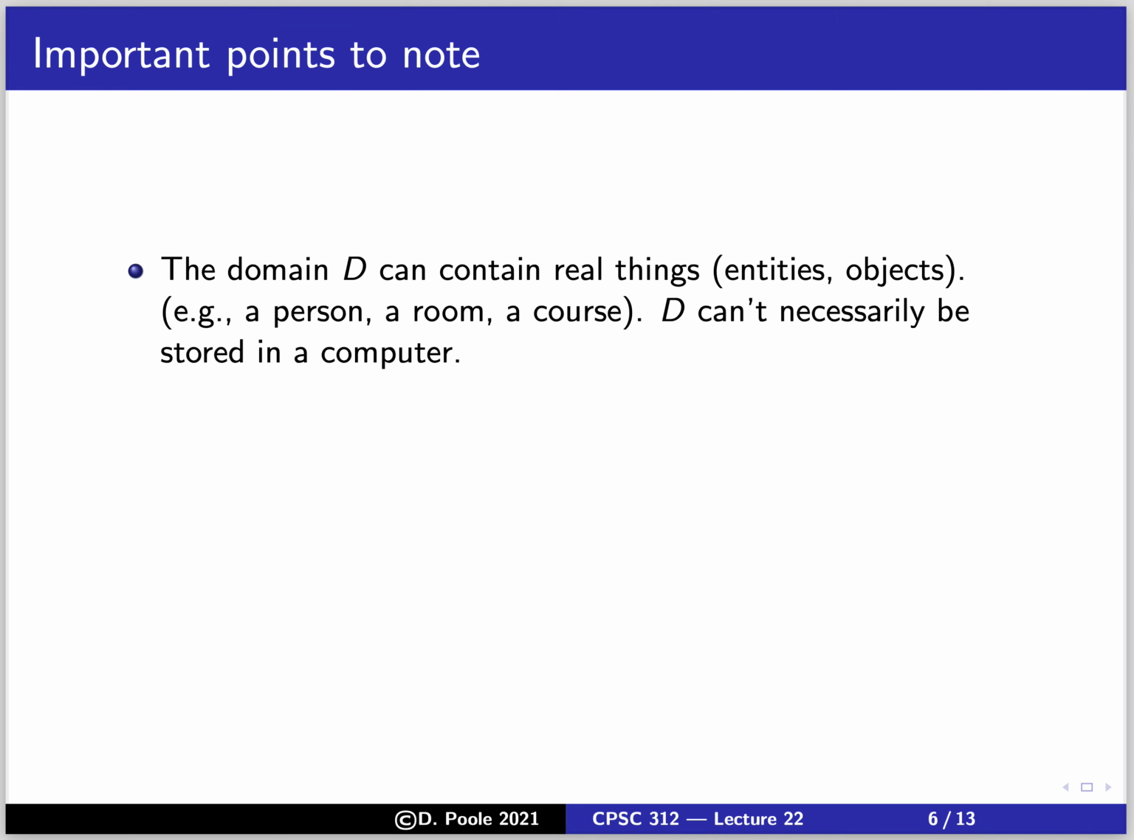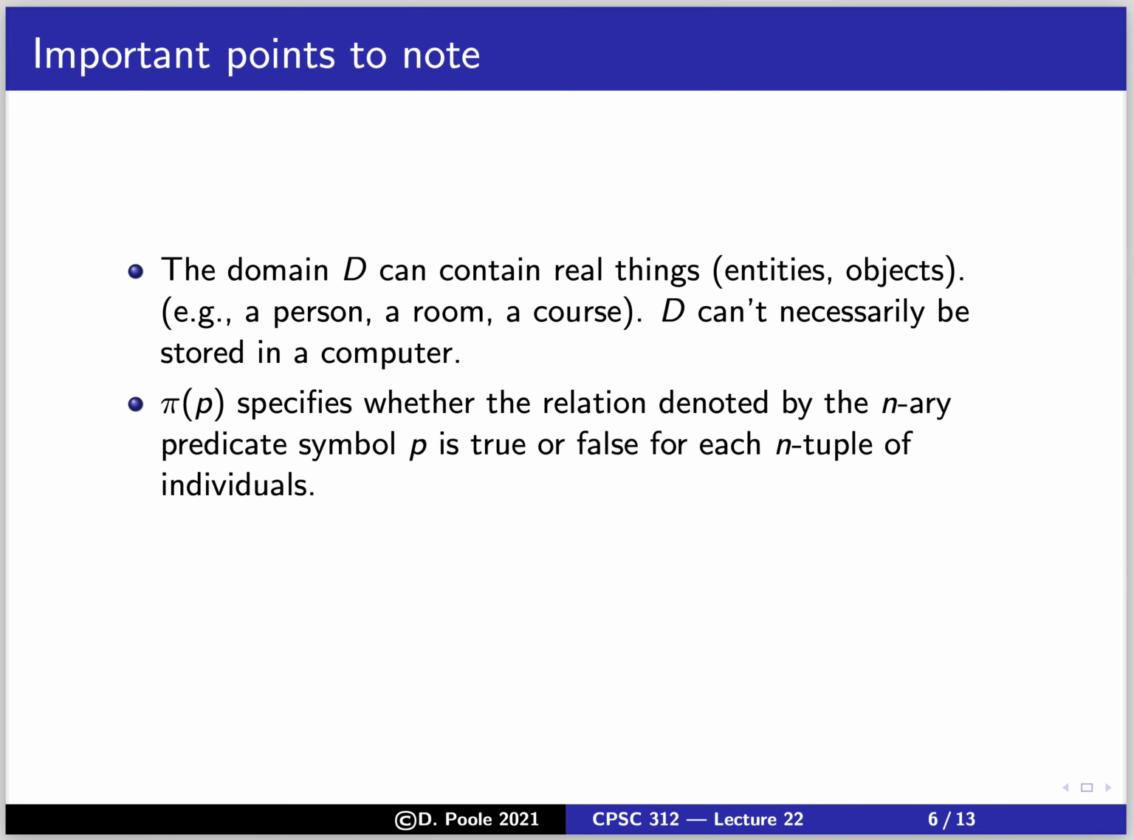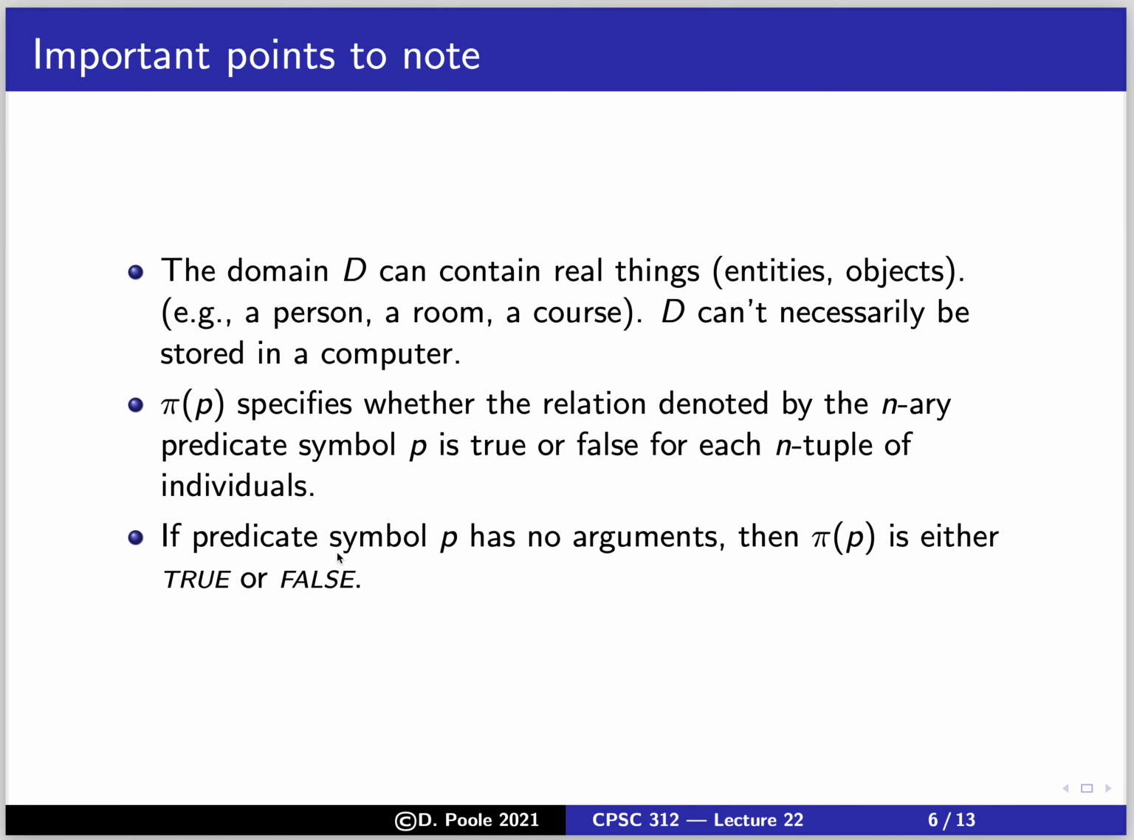Okay, so important to note is D can contain real things, entities, objects, a person, a room, a course, and it can't necessarily be stored in the computer. Pi of P specifies whether the relation denoted by the n-ary predicate symbol is true or false for each tuple of individuals. And note that as a special case, if a predicate symbol has no arguments, then pi of P is either true or false.